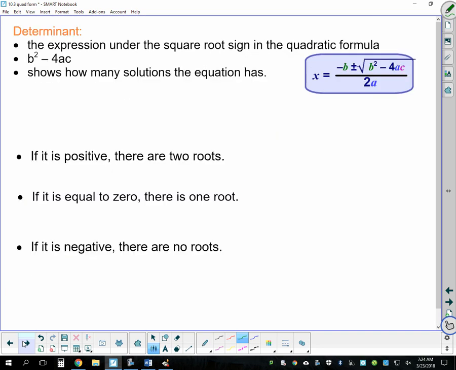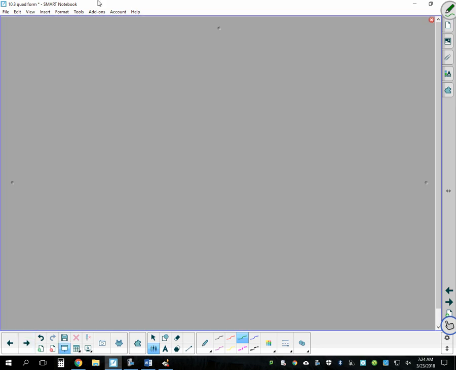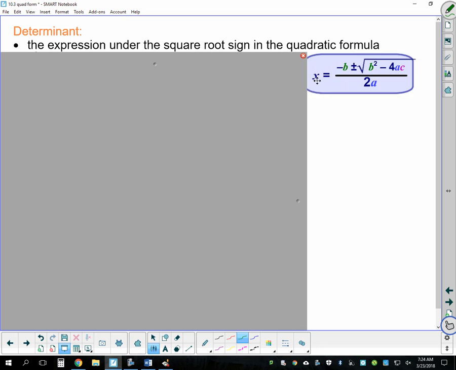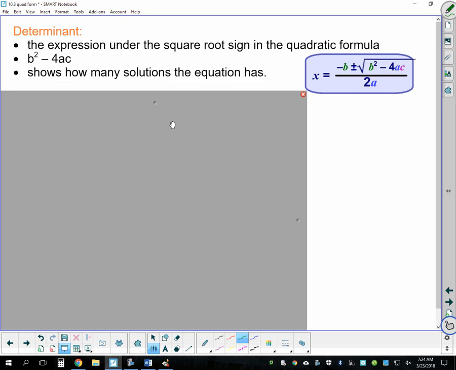Okay, which brings me to the determinant. A determinant is the expression that's under the square root sign in the quadratic formula. So the stuff under the square root, that's our second chunk, and that's b squared minus 4ac. That part right there, just the b squared minus 4ac, will tell us how many solutions the equation has.